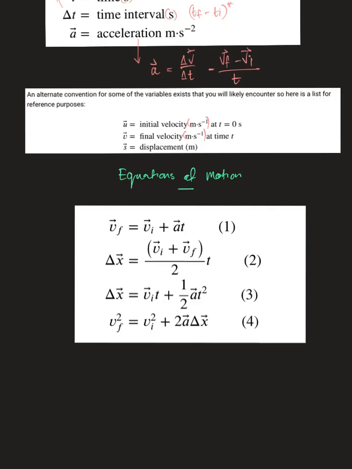The next one, equation number 3, delta X is equal to VI times T plus half AT squared, which is delta X is equal to the initial velocity times the time plus half times acceleration multiplied by time squared. And the last one is VF squared is equal to VI squared plus 2A delta X, which is the final velocity squared is equal to the initial velocity squared plus 2 times acceleration times displacement. So when I'm looking at each of these equations, I can use any of them to solve for any other variable that I don't know.